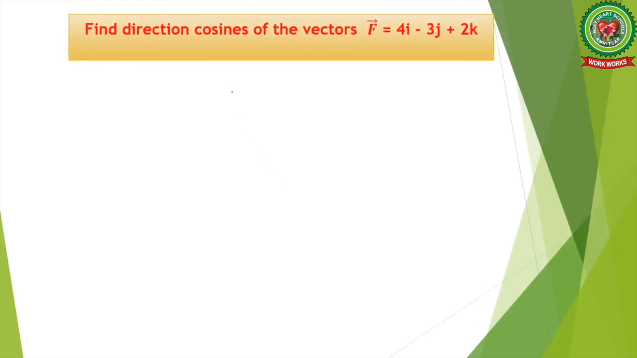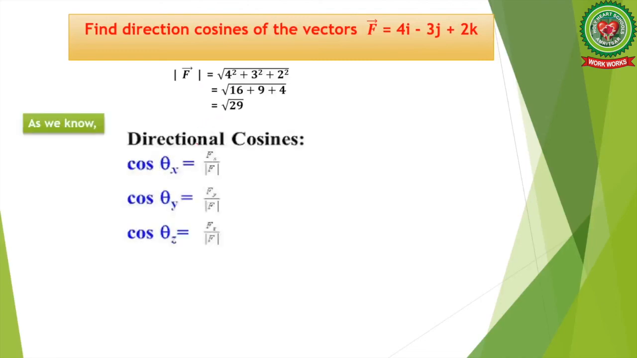Find the direction cosines of the vector f = 4i − 3j + 2k. How can you find the direction cosines? First of all, you have to find the magnitude of this vector. Already we have done this. We know that direction cosines are also equal to the relation we have done just now.